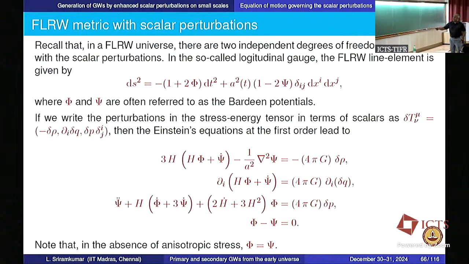So you have this FLRW line element, where, remember, at the leading order in perturbation theory, the scalars and tensors evolve independently. We have studied the evolution of the tensor perturbations. Now we are going to study the evolution of the scalar perturbations. And the two scalar functions that we have introduced to describe the scalar perturbations are phi and psi, and as I already mentioned, they are often referred to as the Bardeen potentials.